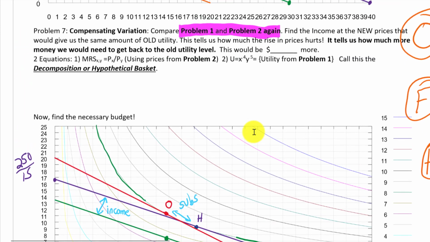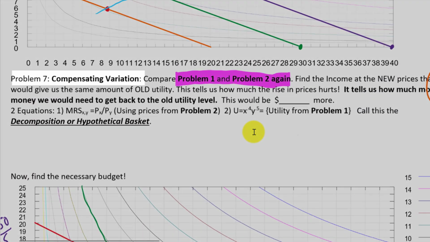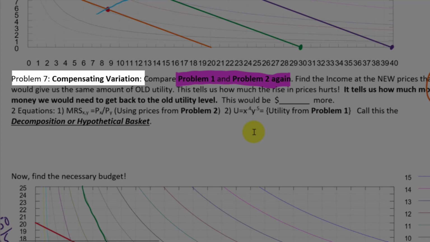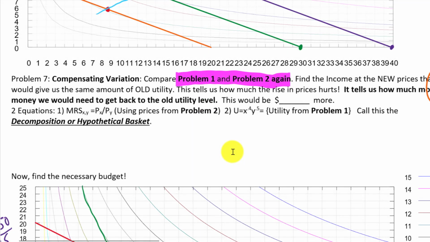First question I want to answer, though, is this answer of what we call compensating variation. So compensating variation is how much money would we have to spend to compensate the person for the fact that something's changed or varied, right? Compensating variation. So how much would I have to pay you to compensate you for the fact that the price of Y went up? We want to get you back to the old utility level. Well, our original budget was $200.